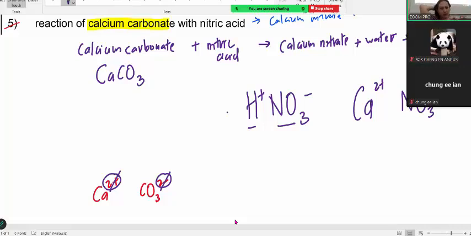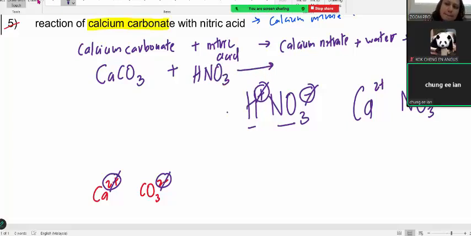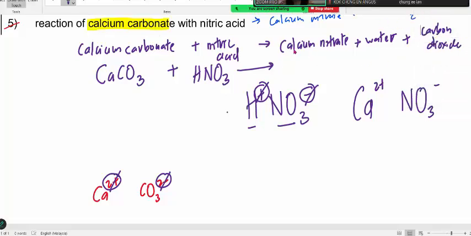Ian, do you understand now what to do? Wait, so H plus NO3 negative is nitric acid. So nitric acid is H plus and then NO3. So this is 1 and 1. So your formula for nitric acid is HNO3. Get it? Yeah. So now you need to do calcium nitrate, water, and carbon dioxide, and then balance the equation. Okay.